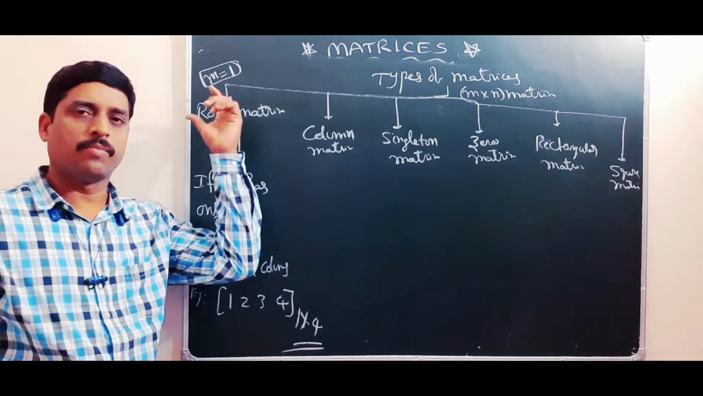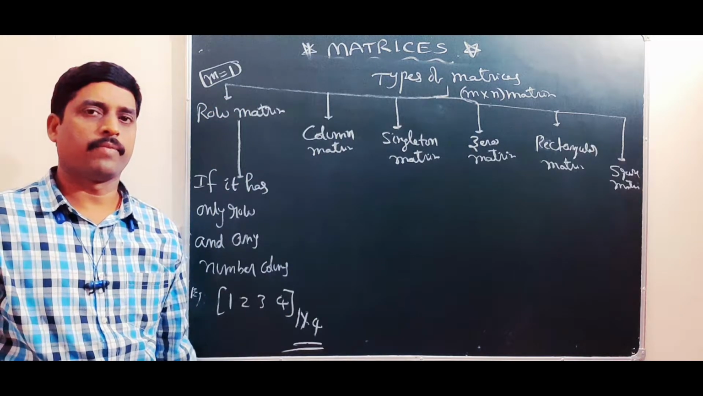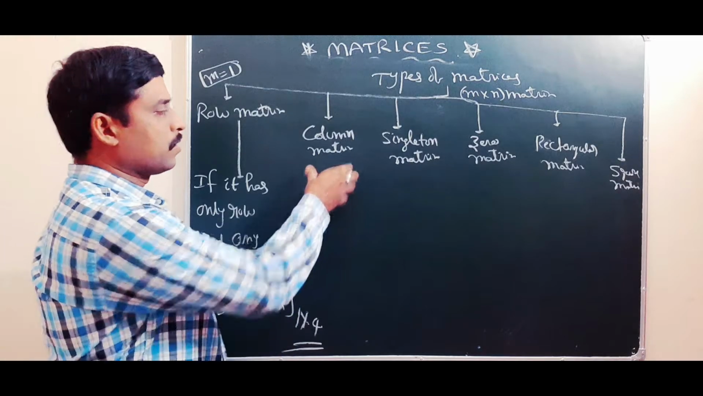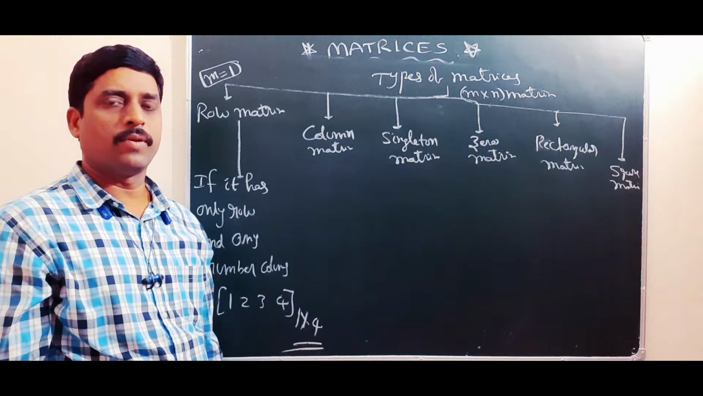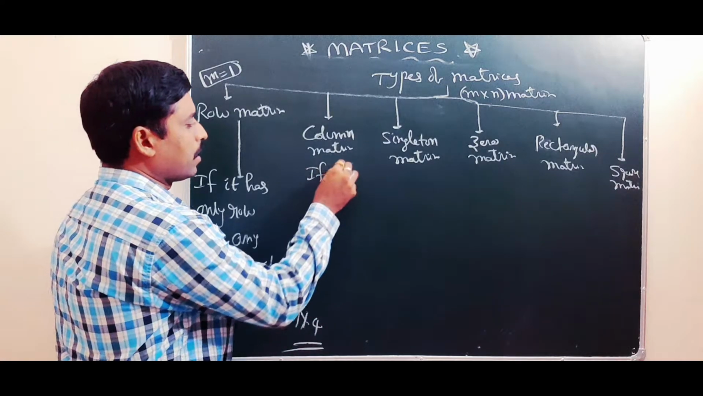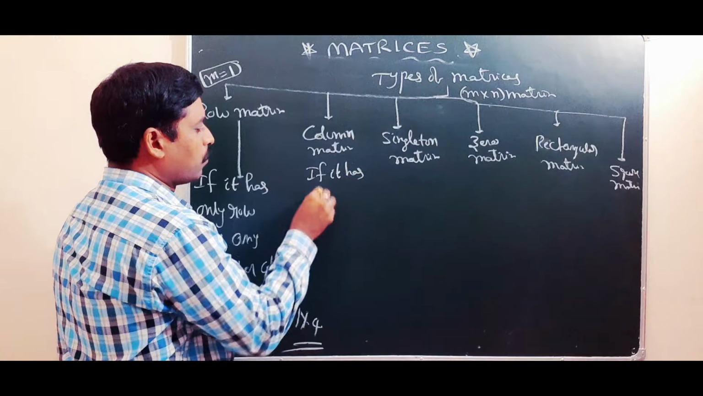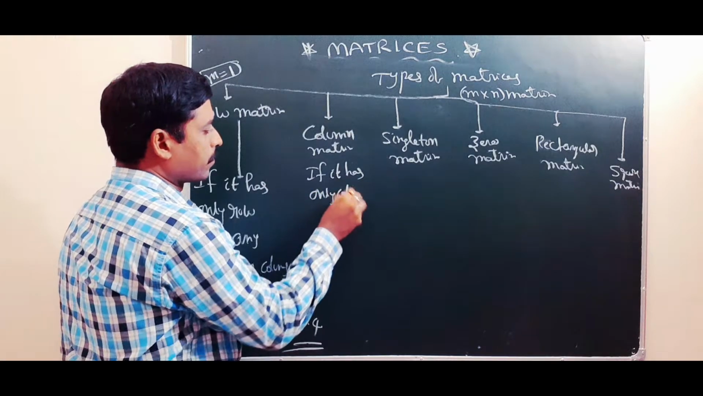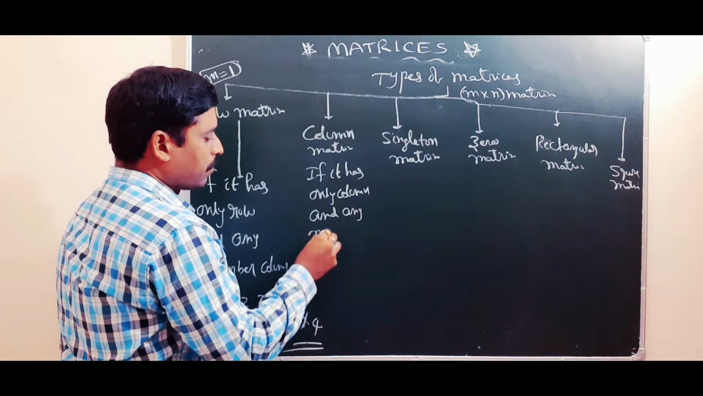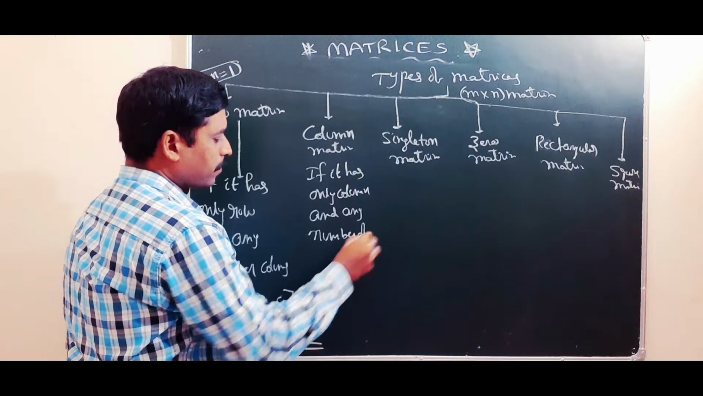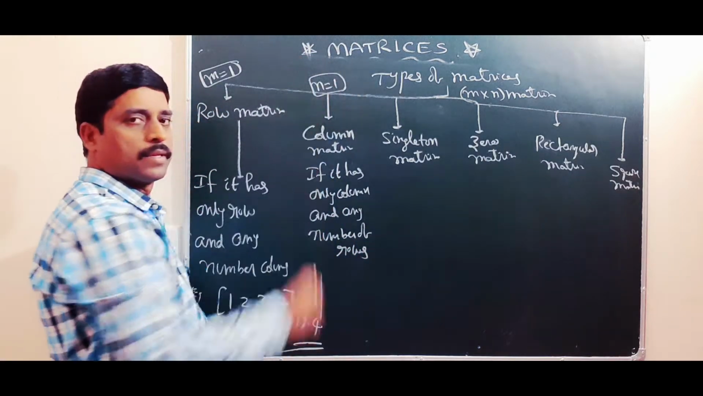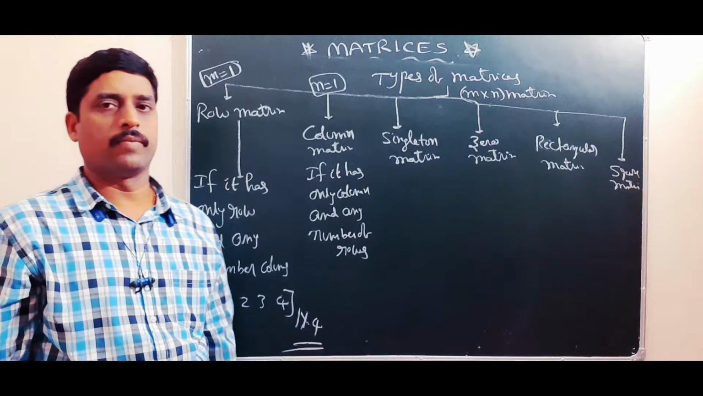Okay, what is the condition? Row matrix means M equal to 1, if it has only one row and any number of columns. So what is the column matrix? If it has only one column and any number of rows. In this condition, N equal to 1.